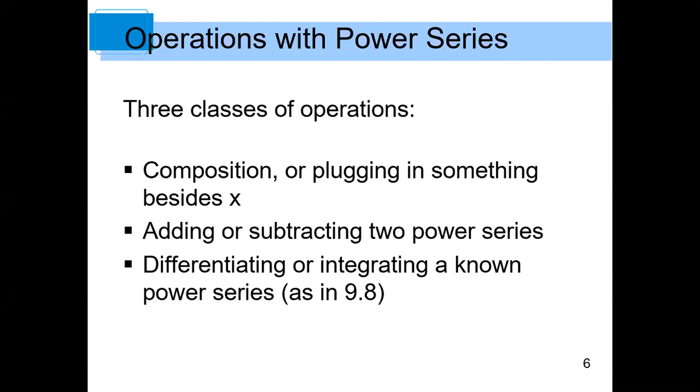Okay, so I want to talk a little bit, and this is actually the close of chapter 9, which is exciting, right? I want to talk a little bit about operations with power series. So there's composition, or plugging in something besides x. We've already been doing that, haven't we? We've been replacing x with other things at times, yes? Sometimes we replace it with x squared. Sometimes the last time we replaced it with 2/3 x minus 2. We replaced x with that. That's technically a composition that we're doing, yes?